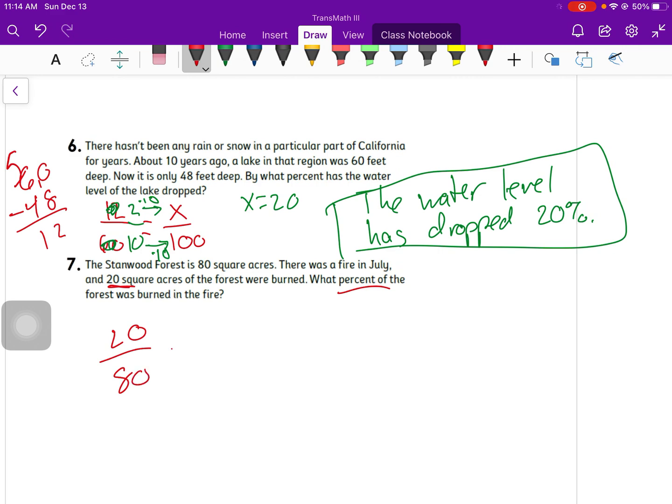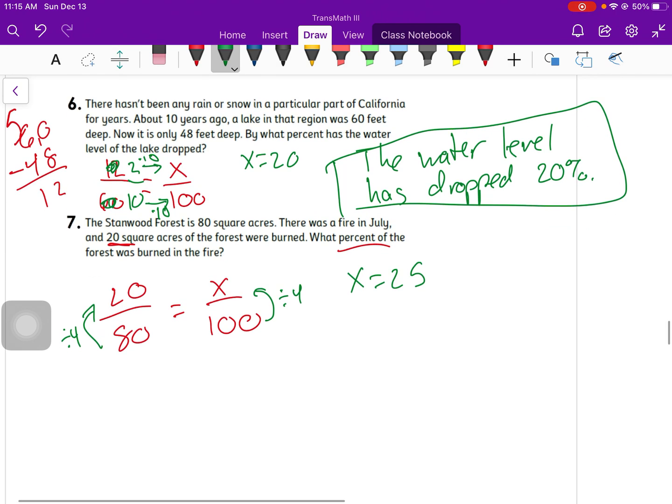So I'm going to have 20 over 80 is equal to x over 100. I can multiply by 4 here, which means I should have gone the other direction since I'm trying to find x. So I'm going to divide by 4. 100 divided by 4 is 25. So 25% of the forest was burned.